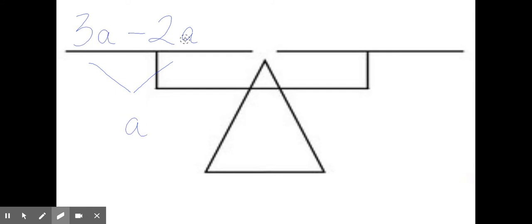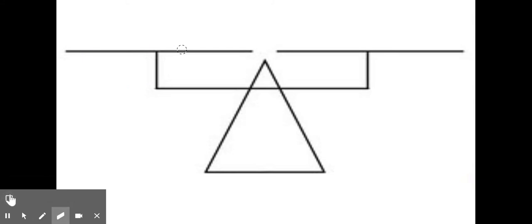And so the 3a and the 2a is what I mean by like terms. We're talking about a's, not different variables. And in this case, whatever a is worth here, it's worth the same here. So if a is a 5 here, it's also a 5 here. And that's why you can combine them. Okay, so maybe that was tricky. Let's take a look at another example.